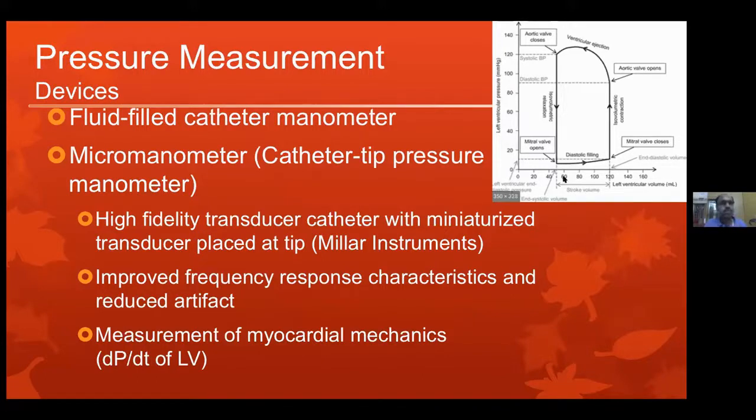Pressure measurement can be assessed either by a fluid-filled catheter manometer, which is commonly being done by us, or a micromanometer, which is a catheter tip pressure transducer. Now, the classical example of a micromanometer is the FFR wire that you are using. There are catheters like pigtail catheters, which have transducers at the tip, which can measure pressure simultaneously and can inject saline. These are primarily used for research purposes for assessing pressure volume loops.